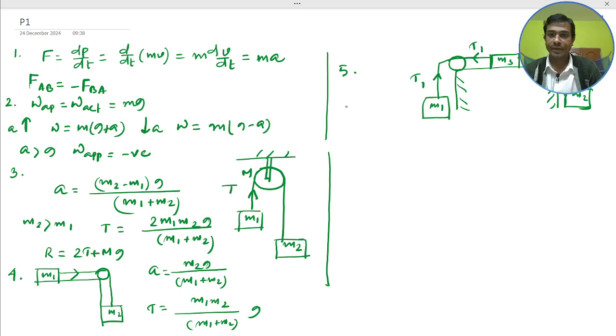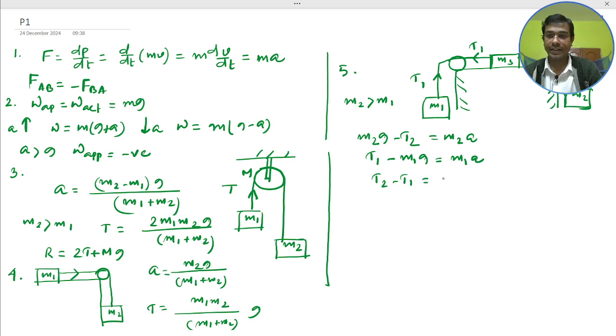So when mass m2 is greater than m1, the equations of motion are written as m2 g minus T2 is equal to m2 a, T1 minus m1 g is equal to m1 a, and T2 minus T1, that is delta T, is equal to m a. This is the equation of motion.